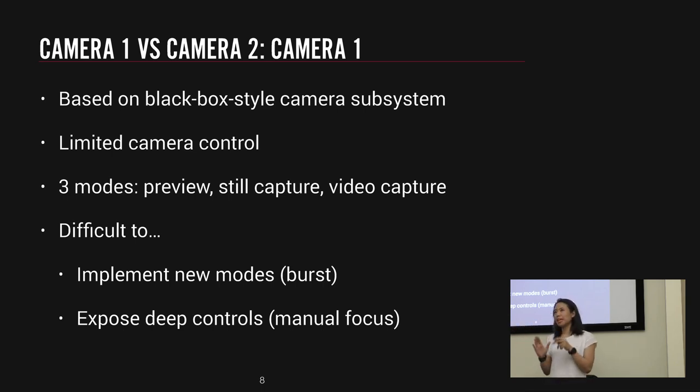Video is more like taking a continuous stream of static images, right? Now, burst mode, like I said, is like taking X number of pictures in a short amount of time. And that doesn't really fit into either still capture or video mode. It's something in between. And because that black box, that Camera 1, was locked into those three modes, you weren't able to get burst mode out from any API updates or anything.